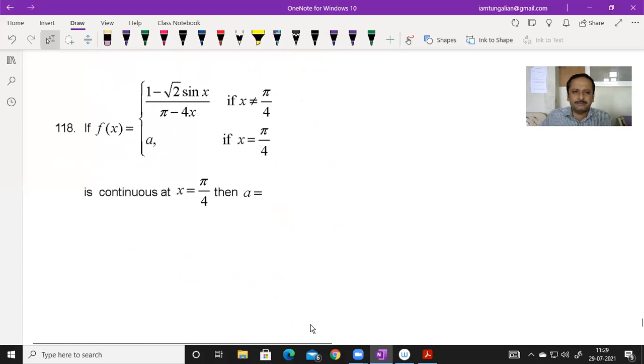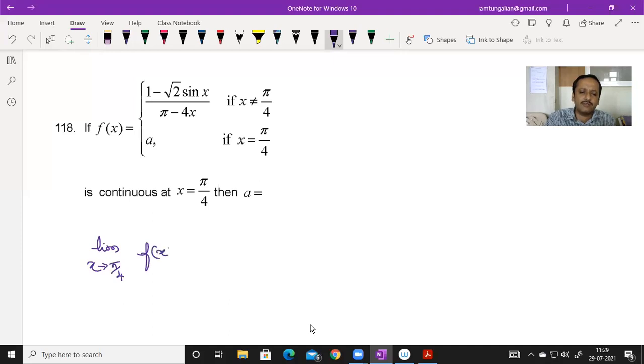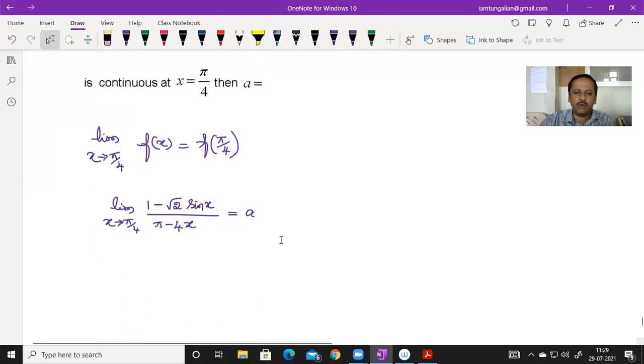Okay, last problem of the day. If f of x is equal to (1 minus root 2 sine x) by (pi minus 4x) if x is not equal to pi by 4, and a if x is equal to pi by 4, is continuous at x equal to pi by 4, then a is equal to? Okay, it is continuous at x equal to pi by 4. Directly you can write the limit as x tends to pi by 4 of f of x is equal to f of pi by 4. So the limit as x tends to pi by 4 of (1 minus root 2 sine x) divided by (pi minus 4x) is equal to f of pi by 4, which is a.